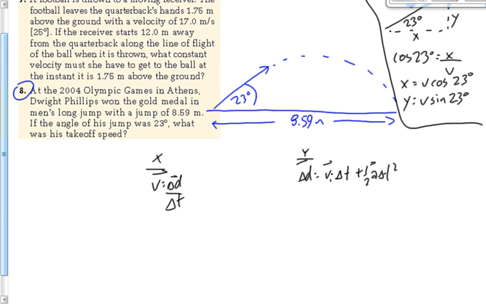All right, what's the x component of the velocity? Well, we don't really know, but we do know that it's the hypotenuse, v, times cosine 23. So let's replace that right there. We know the horizontal displacement is 8.59 meters, and the time, we don't know. The vertical displacement is 0. The vertical velocity, we don't know its velocity, but we know it's the hypotenuse times sine 23.